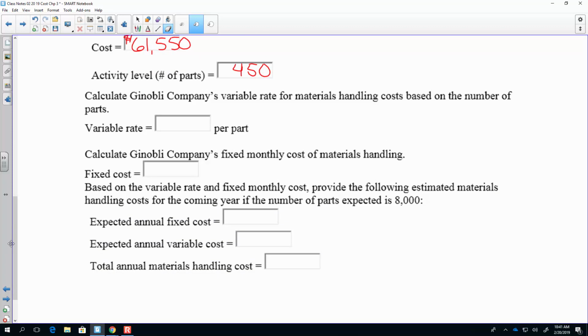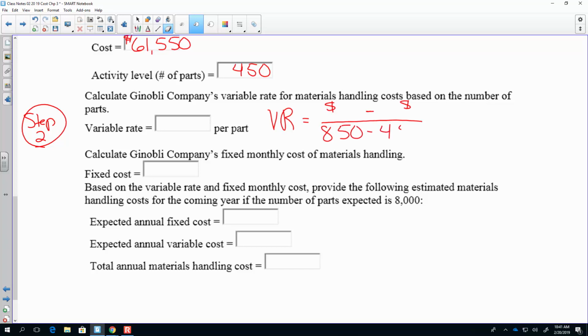All right, compute the variable rate is our step 2. Using the high-low method, we use the formula. Variable rate is equal to dollars, always on top. We're going to subtract the high and the low cost, and we got the denominator. Was it 850 and 450? What was our costs?